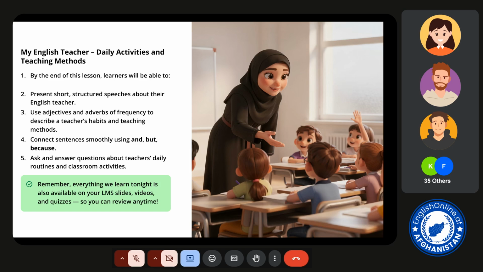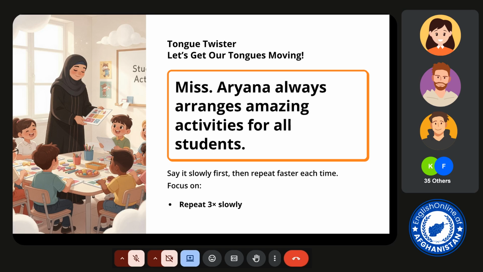So now let's move on to the next slide, which is tongue twister. It is a very alert movement for your pronunciation and also fluency. Tongue twisters help a lot with pronunciation. I'm gonna read it for you, and after me I'm gonna choose a few of your classmates to read that.